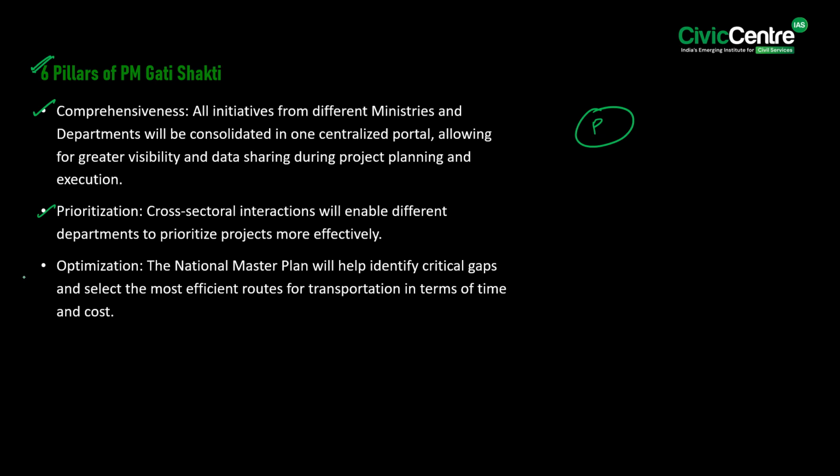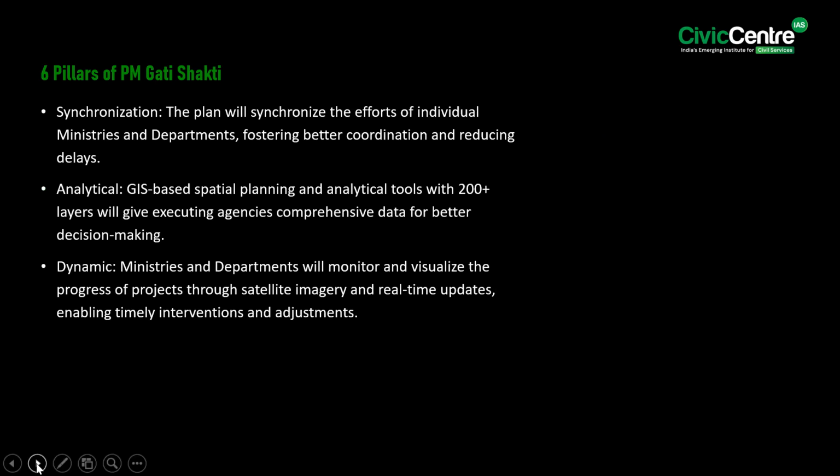Thirdly, optimization, which means the National Master Plan will help identify critical gaps and select the most efficient routes for transportation in terms of time and cost. Fourthly, synchronization, which implies that the plan will synchronize the efforts of individual ministries and departments, fostering better coordination and reducing delays. Then GIS-based spatial planning and analytical tools with 200 plus layers will give executing agencies comprehensive data for better decision making. And lastly, ministries and departments will monitor and visualize the progress of projects through satellite imagery and real-time updates, enabling timely interventions and adjustments.